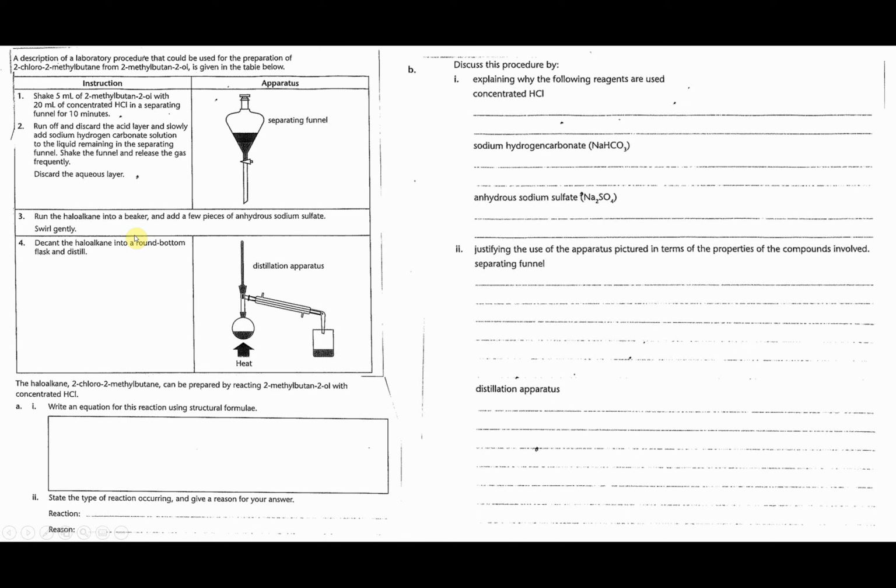Next thing they say, I always like to read all the instructions first because it helps me go big picture, and then we can also annotate it as well. Run the haloalkane into the beaker, add a few pieces of sodium sulfate, and swirl gently. Decant the haloalkane into a round bottom flask and distill. And then all of these follow-up questions here are asking you why you have done certain things, and also tying into showing, do you understand what's happening with this type of reaction?